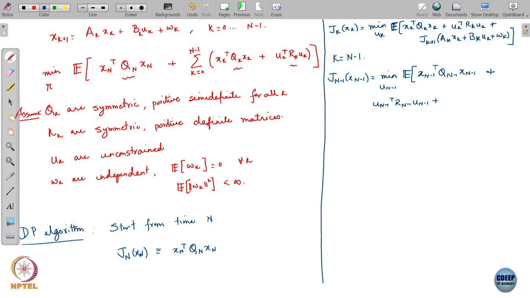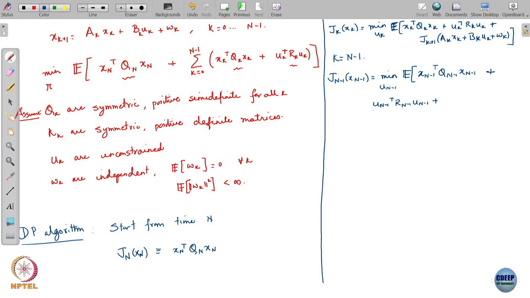now remember j n is a quadratic function already, ok. So, for k equal to n minus 1, I have got what I wanted, which is simply that I wanted j k plus 1 to be a quadratic function. So, for k equal to n minus 1, j n is already a quadratic function. So, all I need to do is just put this in.